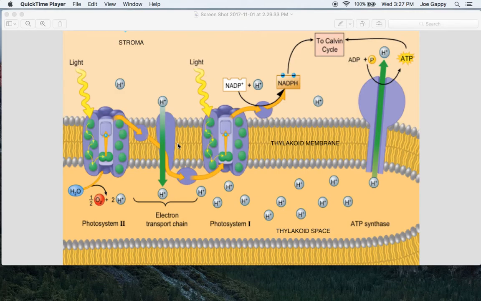Let's do an overview of the light reactions in more detail. I'm going to teach them to you in chronological order so you have a good idea of what is taking place first, and then we'll go from there. So here we go, let's begin.